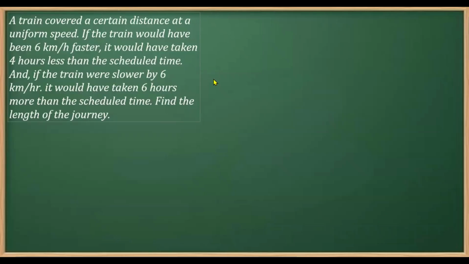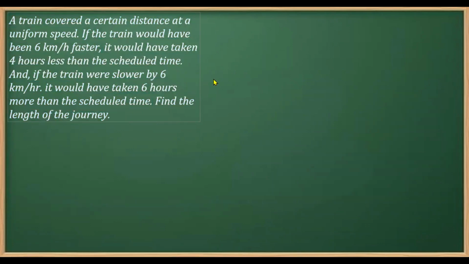This is one word problem question from the chapter linear equations in two variables. The question says a train covered a certain distance at a uniform speed. If the train would have been 6 km per hour faster, it would have taken 4 hours less than the scheduled time. And if the train were slower by 6 km per hour, it would have taken 6 hours more than the scheduled time. What we have to find is the length of the journey.